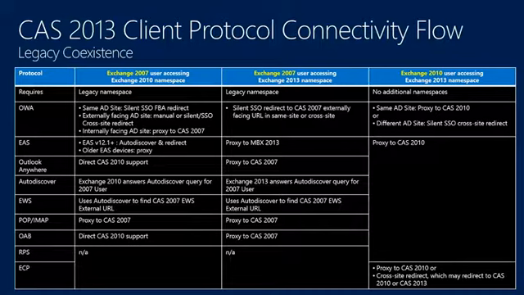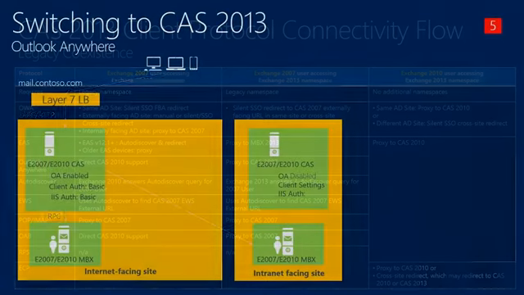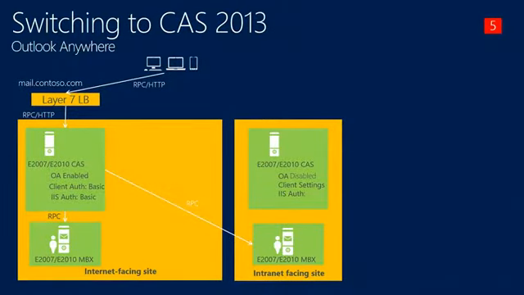As you can see, most of the 2010 experience for 2013 is going to be a simple proxy experience. There's a few places where we might do a cross-site redirect, but it's largely going to be a proxy process from CAS to the mailbox that contains the active copy of that user's mailbox. All right. So switching to CAS, Outlook Anywhere.